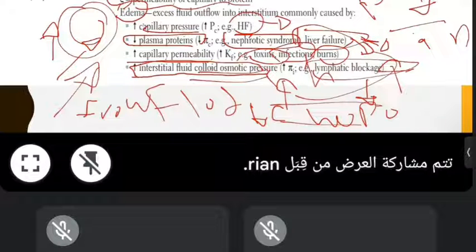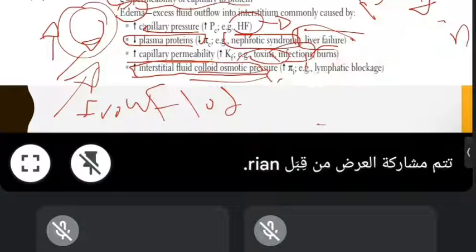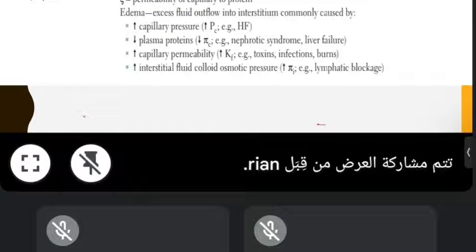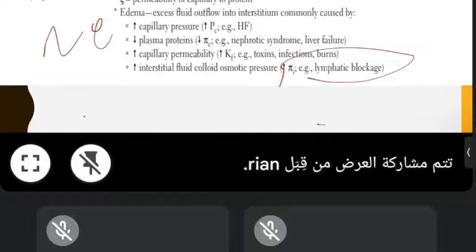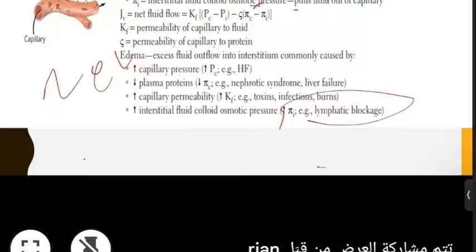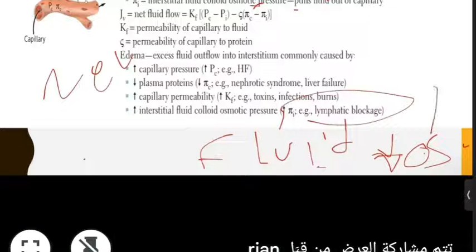You know that lymph takes the nutrients and drains them, and then returns this fluid from the lymph to the veins. So if you have lymphatic blockage, more nutrients, more proteins, and other stuff will stay in the interstitial fluid. So there you have a higher concentration in the interstitial fluid. So the fluid will go from the capillary, low colloid osmotic pressure, to the high colloid osmotic pressure, which is in the interstitium, and this is how you will have edema. Okay? I hope that you understand.